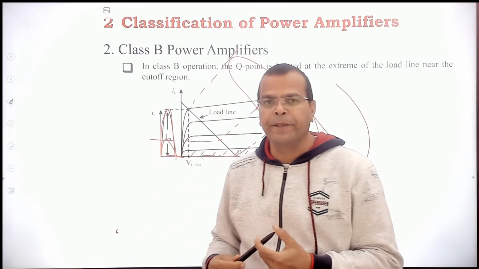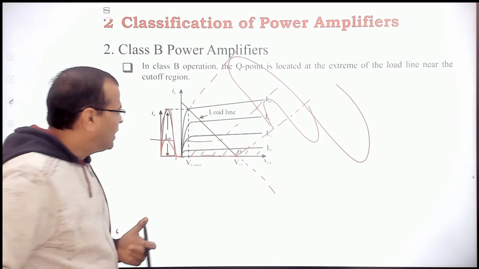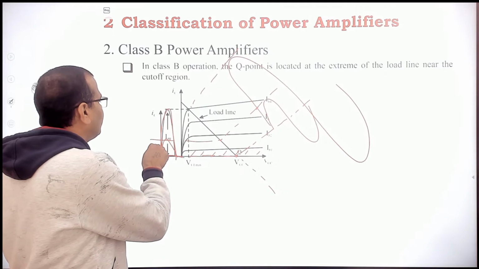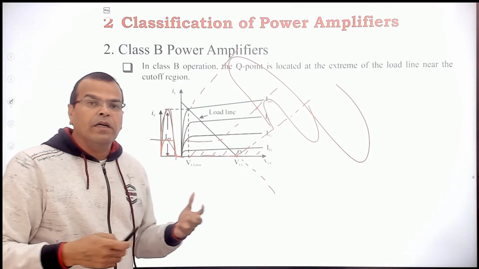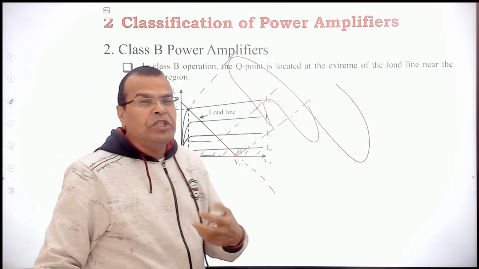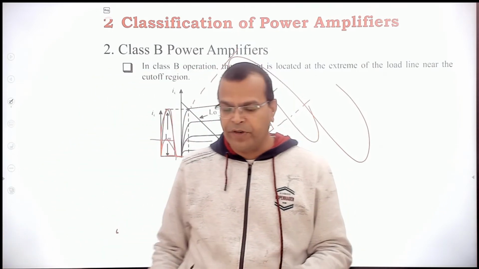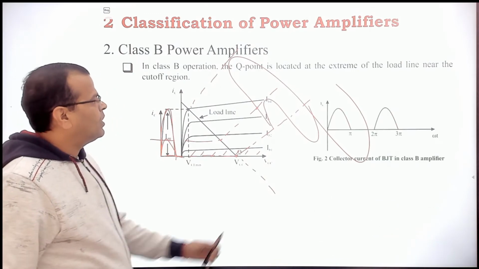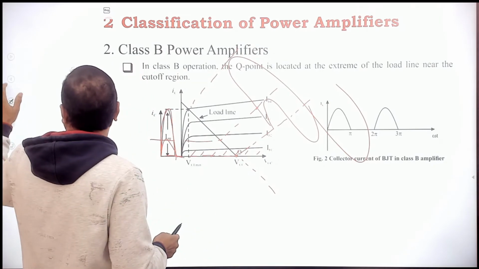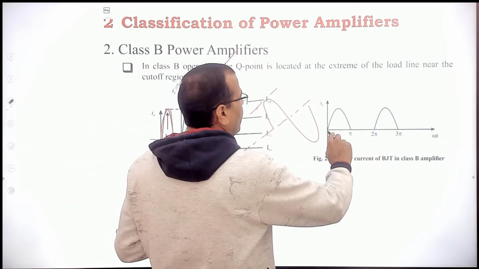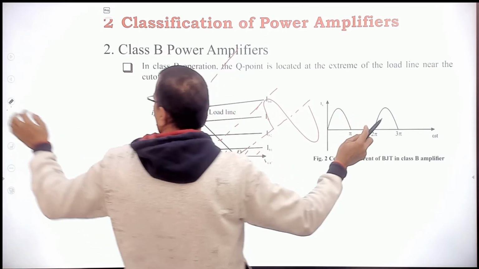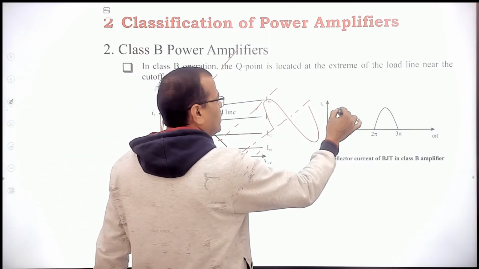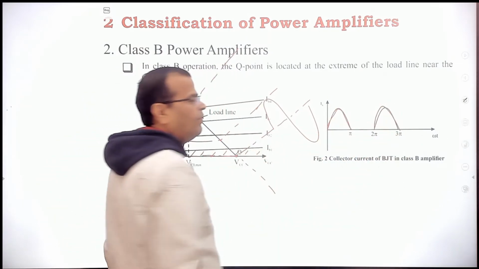So this becomes an important point to be noted. Here the collector current is available only for half cycle, meaning your collector current is not completely sinusoidal, so the distortion introduced is large, right? So distortion in class B amplifier is large. Your input signal was available for the full cycle, but your output current is available only for half cycle of the input signal, right?